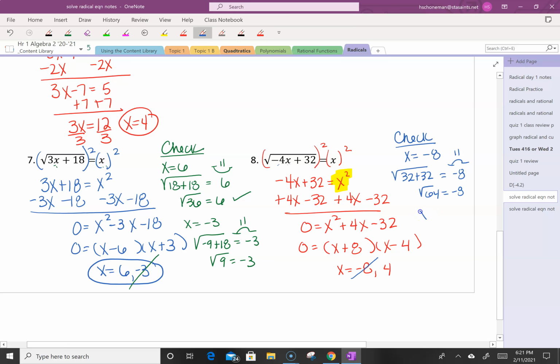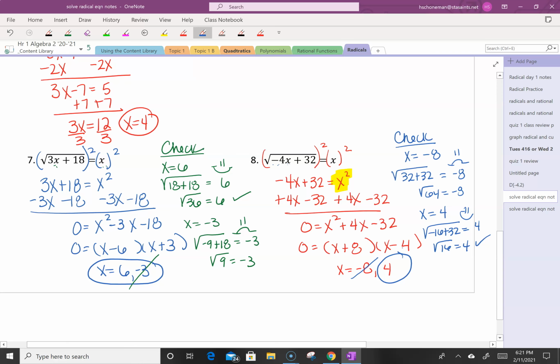Okay, what about 4? If I check x equals 4, when I plug that in, negative 4 times 4 is negative 16 plus 32 equals 4. So I've got the square root of 16 equals 4, and that is correct. This one is good, so 4 is my only solution.